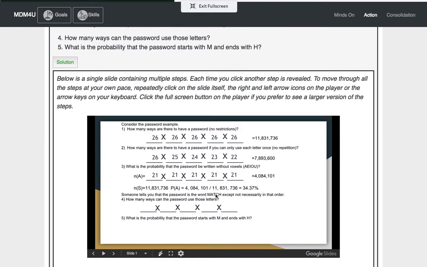Question 4, how many ways can the password be arranged for the word MATCH? Technically there's 1, 2, 3, 4, 5 letters, and it doesn't have to be in that order, so 5 times 4 times 3 times 2 times 1.